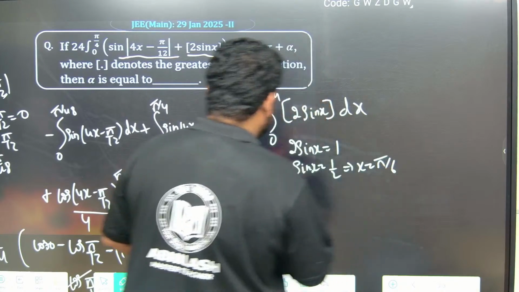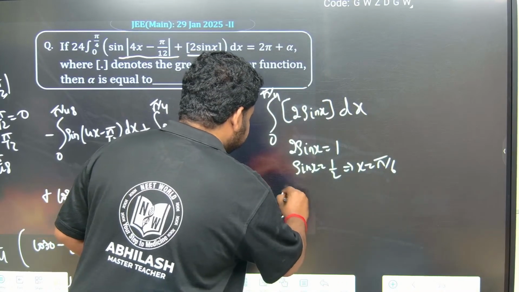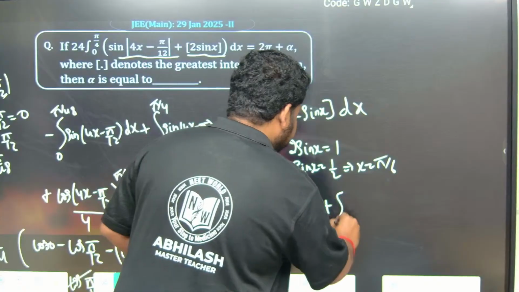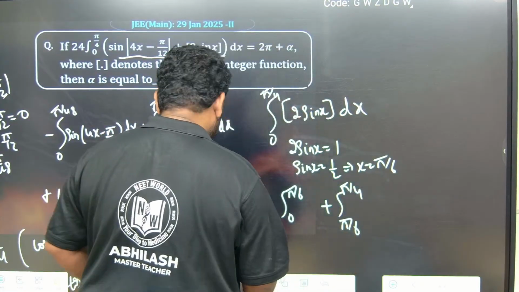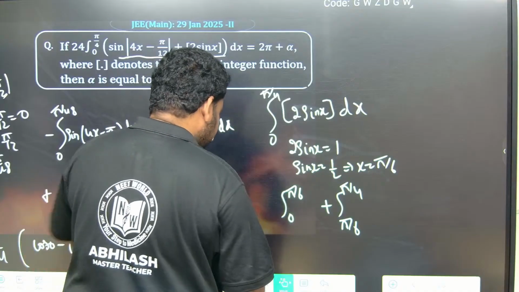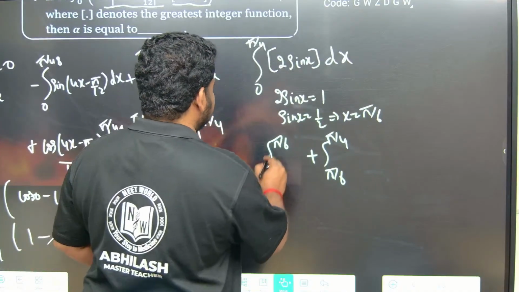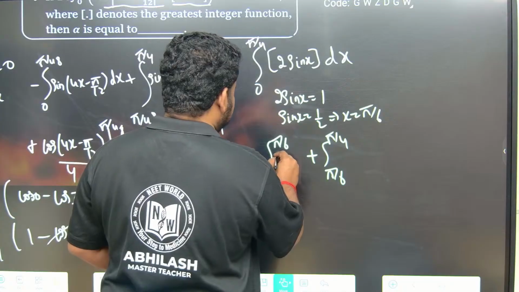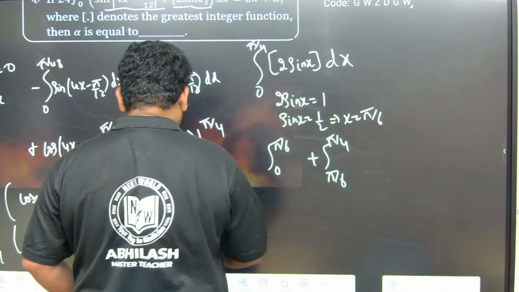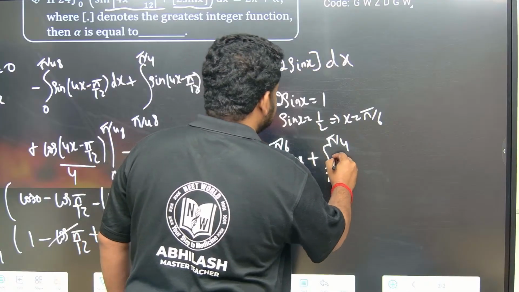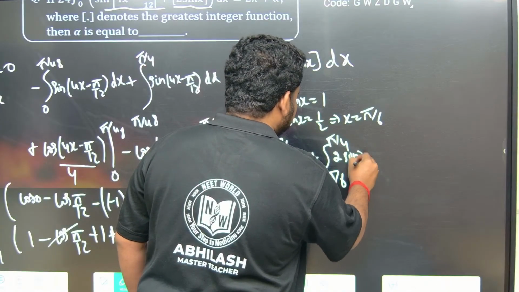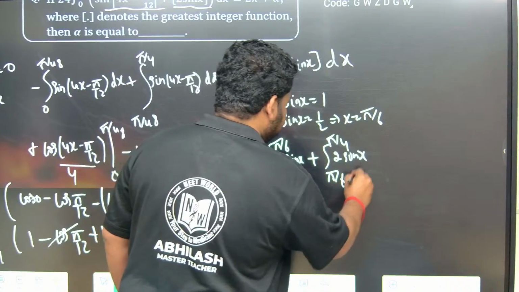So the split will be like this: 0 to pi by 6, plus pi by 6 to pi by 4. So here the function will be 2 sin x, again it will be 2 sin x only, here again it will be 2 sin x. So here I have to apply what? Here I have to apply the lower limit, here also I have to apply the lower limit.